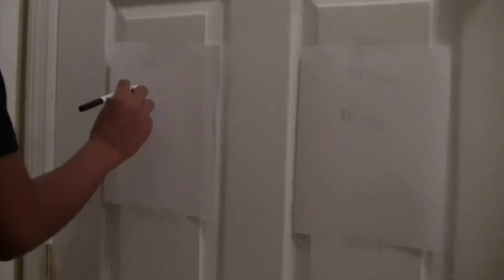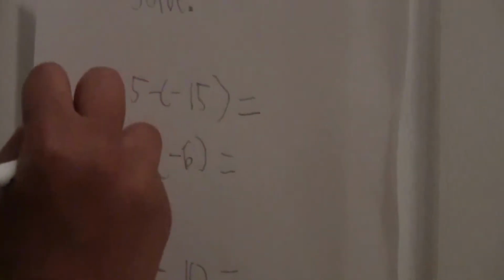Let's do another example. That was addition. And now we're going to do subtraction. So, -5 minus -15. You're actually going up, like I said before. Like I showed in the other example up there. So, -5 minus -15 is 10. Now, 10 minus -6. It's like you're doing 10 plus 6. So, 10 plus 6 is 16.